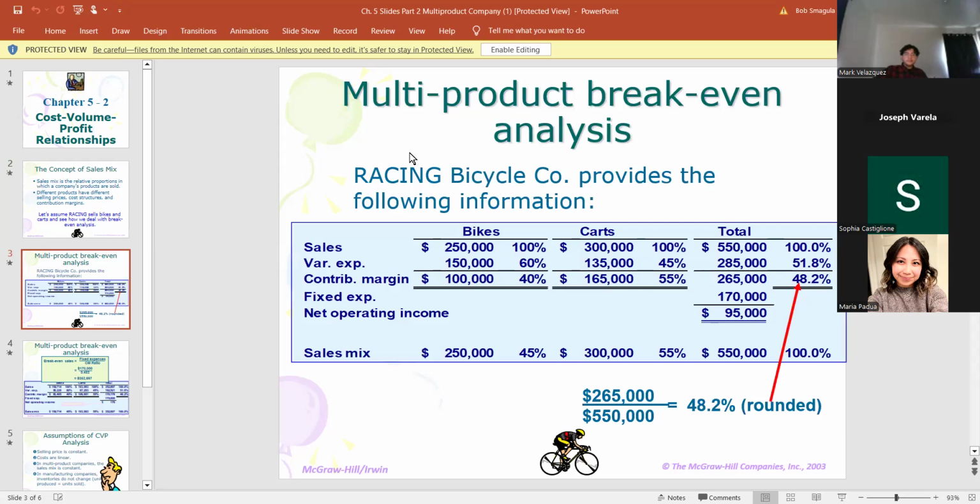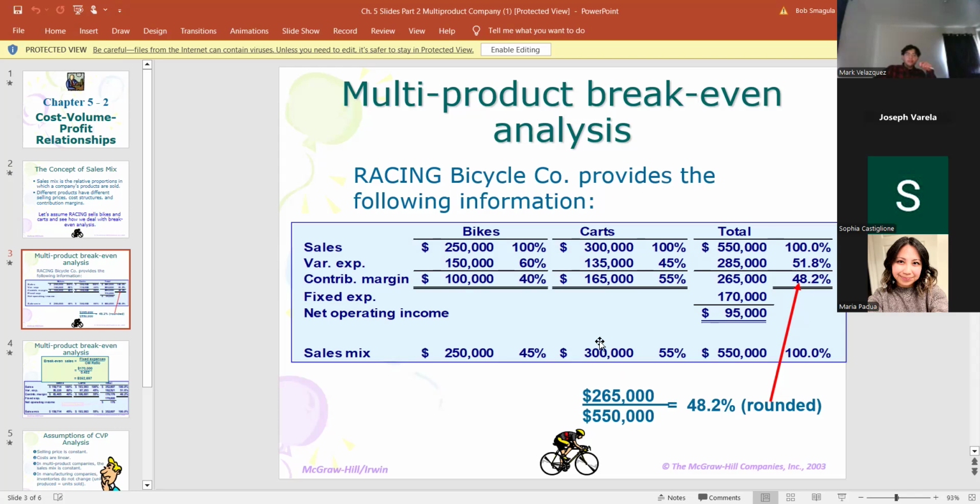Here we go. We're looking at the contribution margin again. Here is the company contribution margin for 250,000 bikes. And, well, they don't give you the units, do they? They give us the dollars. That's all we need. The bikes, they sell 250,000 worth. Carts, they sell more total, 550. That's 100%. We take the total variable cost and we get 48.2%. Shouldn't be too tough so far.